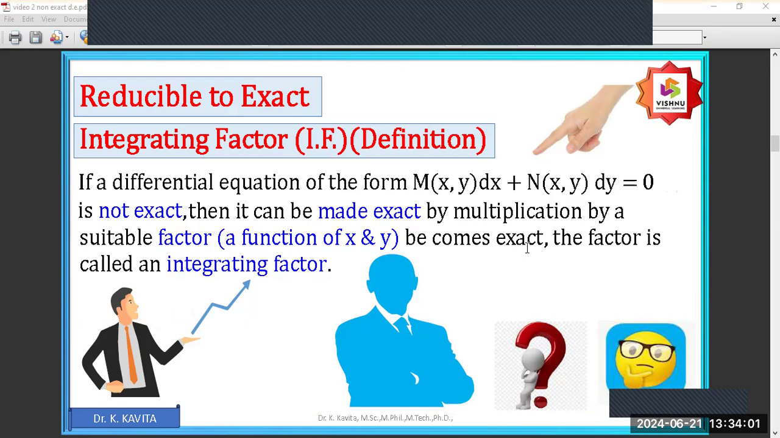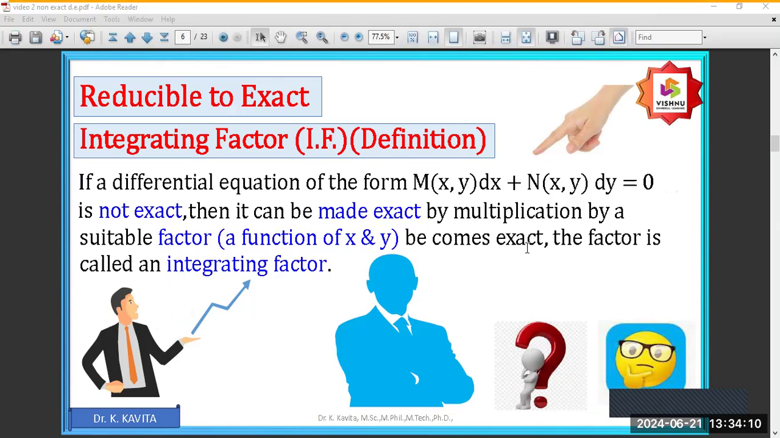The first one is the integrating factor, IF, definition. If a differential equation of the form M dx plus N dy equals 0 is not exact, then it can be made exact by multiplication by a suitable factor, that is, a function of x and y. The factor is called the integrating factor.